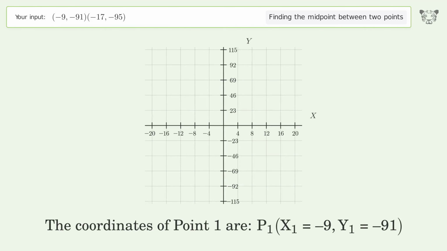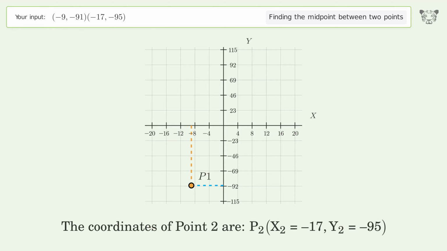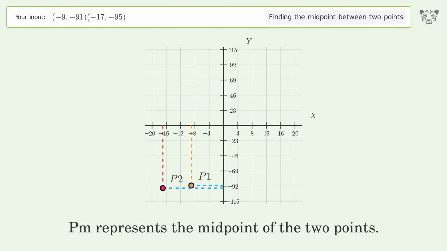The coordinates of point 1 are x1 equals -9, y1 equals -91. The coordinates of point 2 are x2 equals -17, y2 equals -95. PM represents the midpoint of the 2 points.